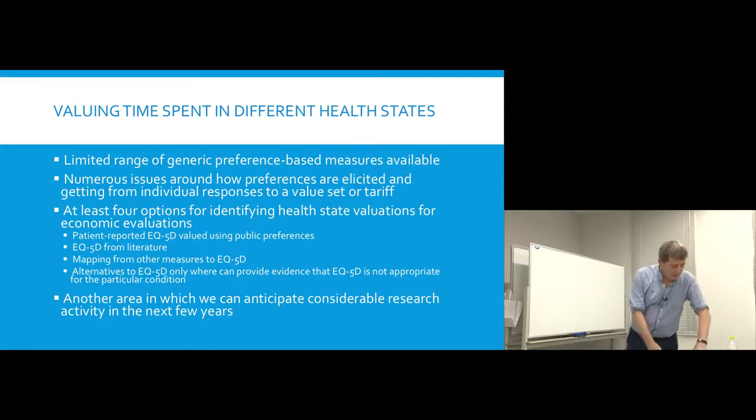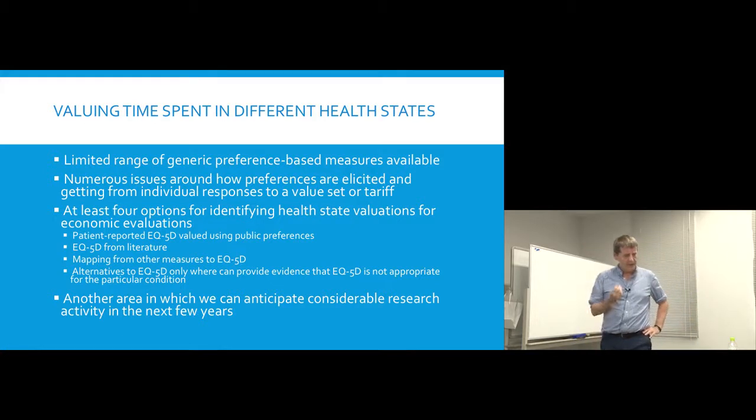Okay, so the other set of issues that can be a challenge when producing a robust estimate of cost effectiveness are all to do with how we value the time spent in different health states. And just to remind you, this is important because it's going to determine your QALYs. What valuing time spent in different health states is really referring to is the QA part, the quality adjusted part of QALYs, or quality adjusted life years.